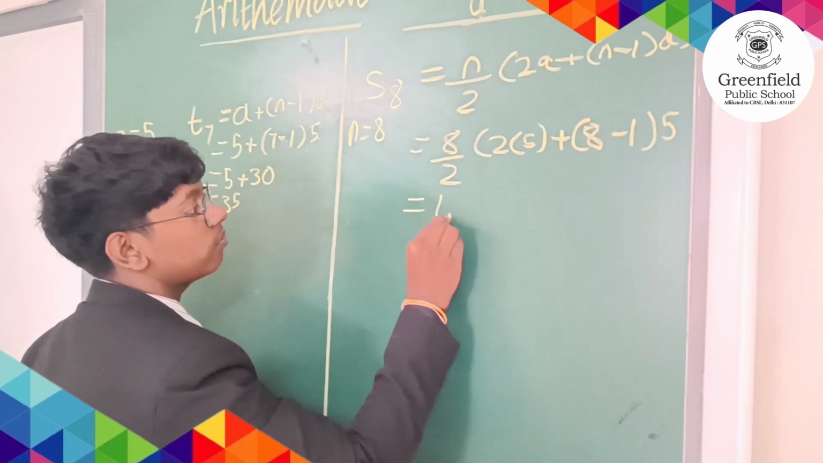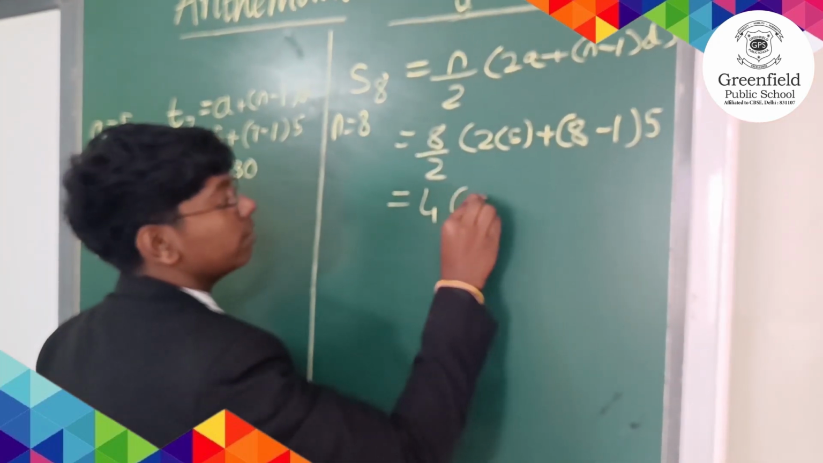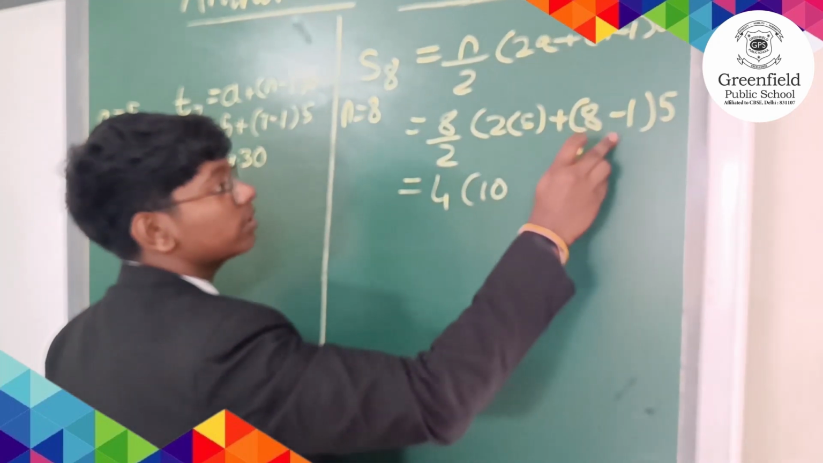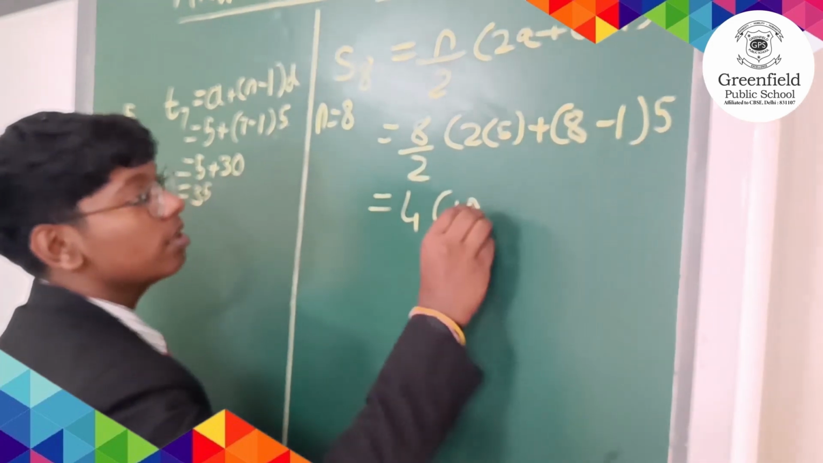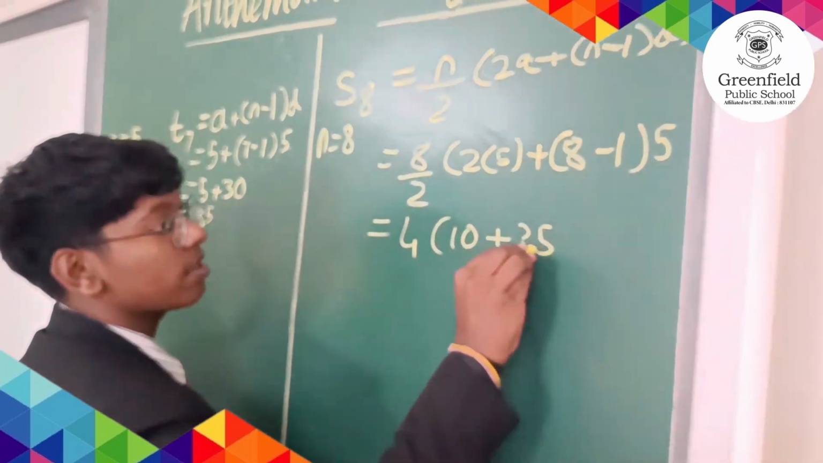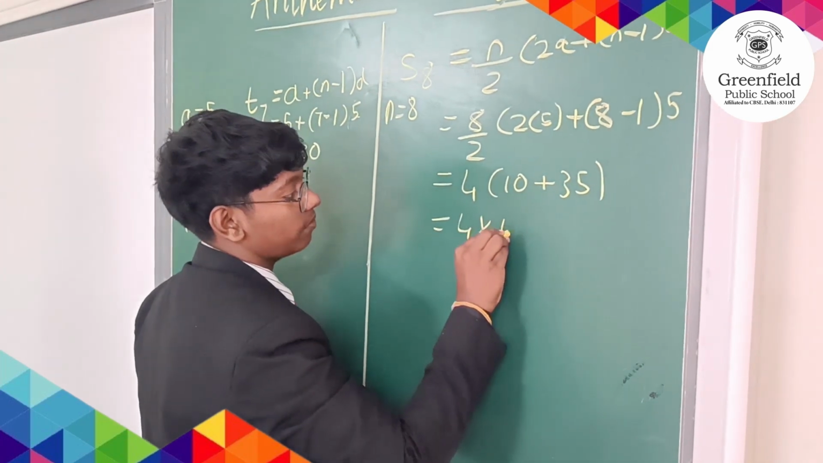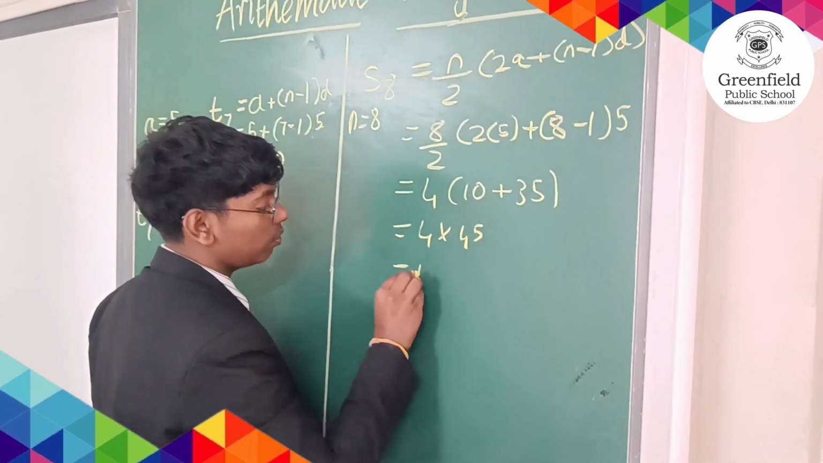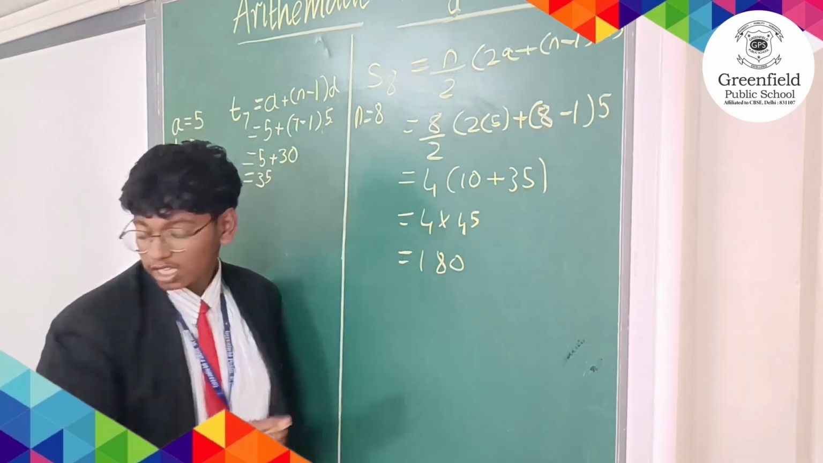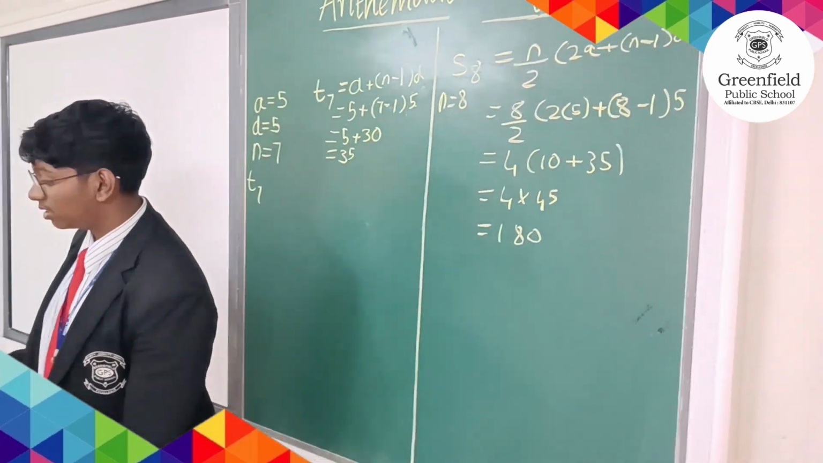That is 4 into 10 plus 8 minus 1, which is 7. 7 into 5 is 35, plus 35. That is 4 into 45, which equals 180. Now the sum of the 8 cups from the starting is 180.